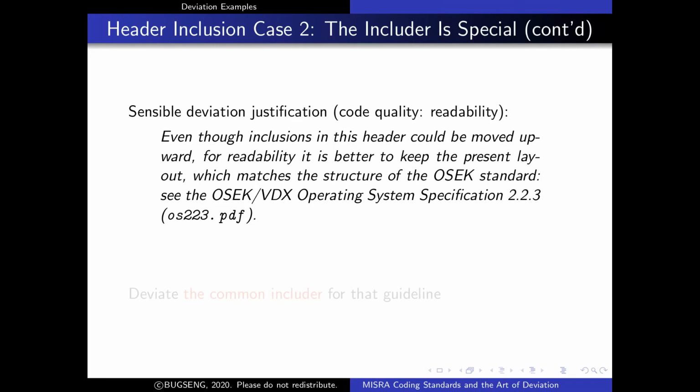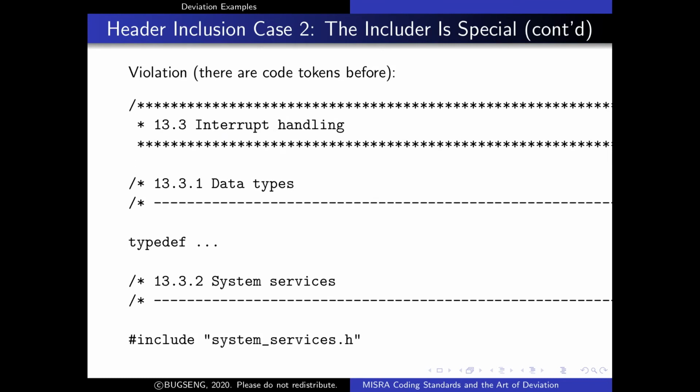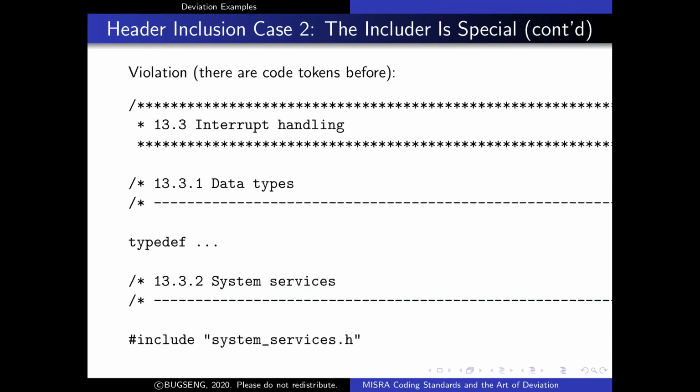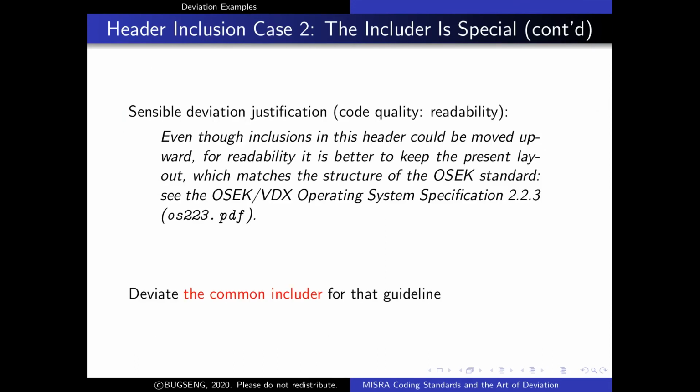Even though inclusions in this header file could be moved upward, for readability, the author decided to follow the structure of the OSEK standard. The standard is divided into sections. So section 13.3 is interrupt handling, and then we have 13.3.1 data types, and so on. For code readability, it is decided that we will follow this structure even if it violates rule 20.1. So in this case, we do not deviate the included header file, we deviate the common includer. It is that one that is special.